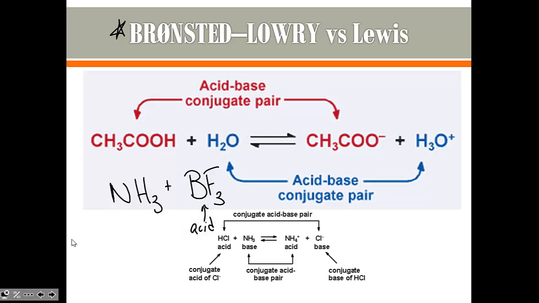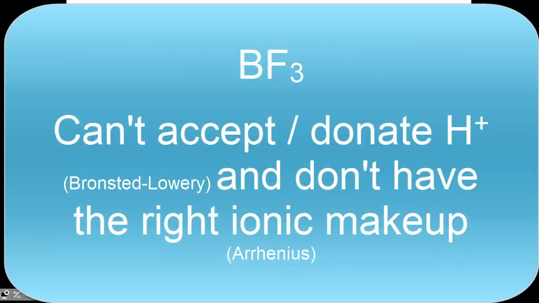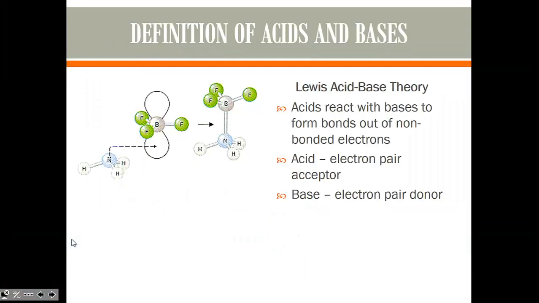So, another scientist, Albert Lewis, came along and provided a theory as to why some substances are acids, even though they don't fit Bronsted-Lowry's definition or Arrhenius's. Albert Lewis is the same person who gave us the Lewis dot diagrams.